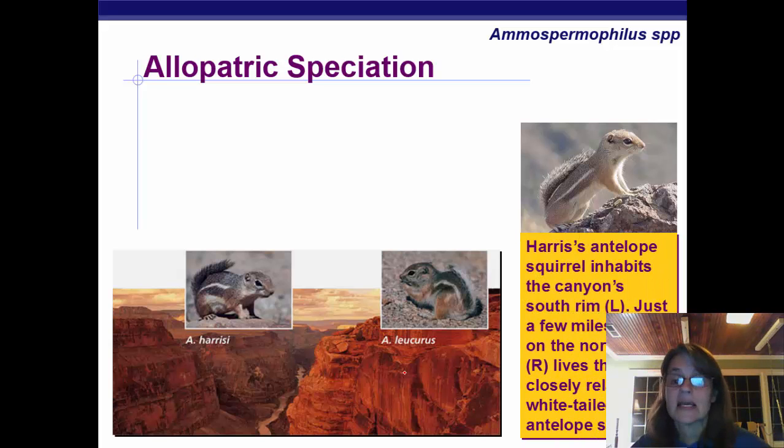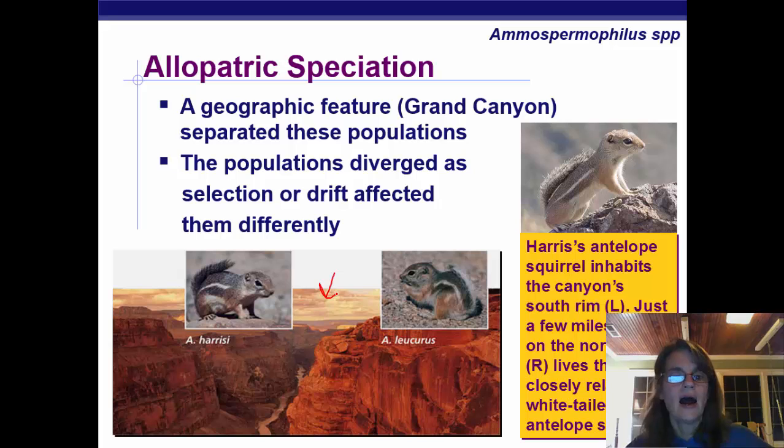Here's a real life example. The Grand Canyon, which you see in the picture here, has a very large chasm from the north rim to the south rim. And that feature has separated a population of squirrels, okay? We have Harris's antelope squirrel and a white-tailed antelope squirrel, one living on the north side of the canyon and one living on the south side of the canyon. I think I have those right. I have them reversed.